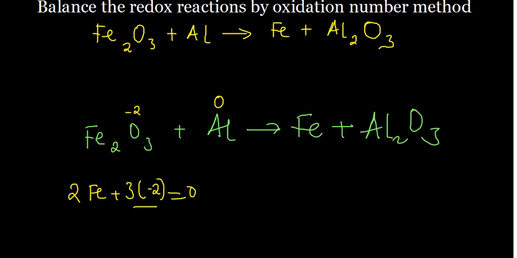So this is going to give us -6. If we take the -6, that side becomes +6, and then we divide by 2, it is going to give us +3. So that is the oxidation number for iron in this compound, +3.